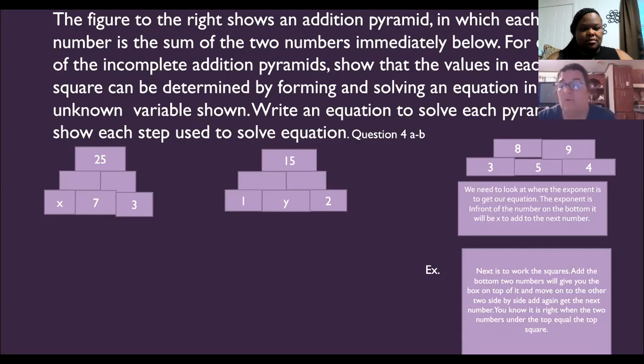Next is working the squares. Add the bottom two numbers, and that will give you the number on top of them, then move on to the other two sides. Add again to the next number. You know it is right when the two numbers under the top equal the top square.